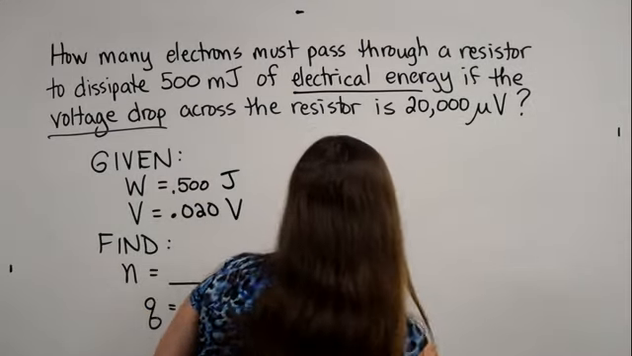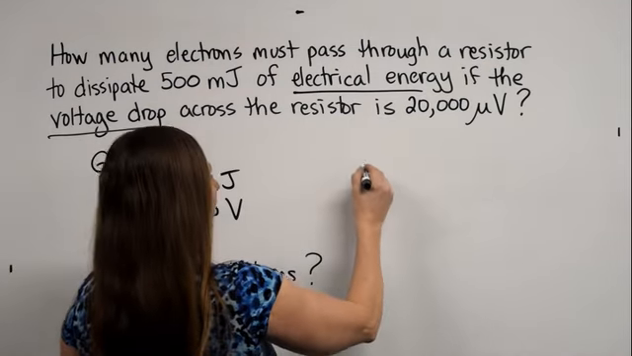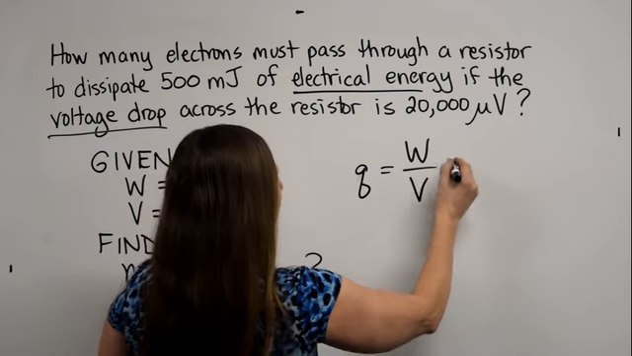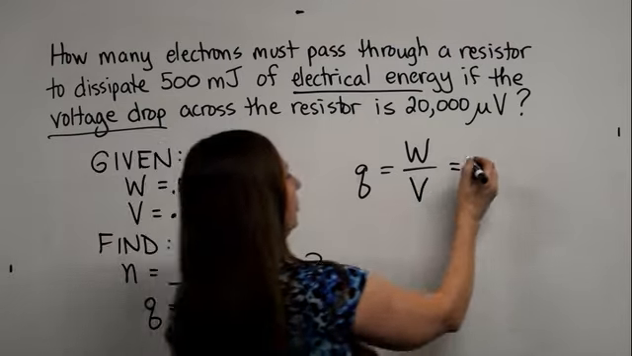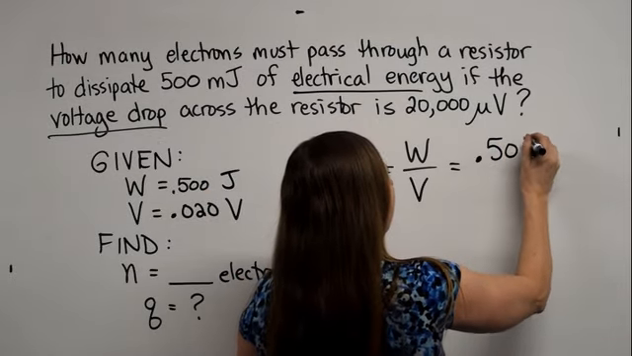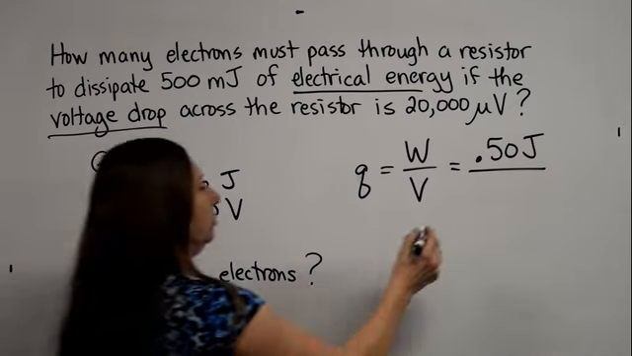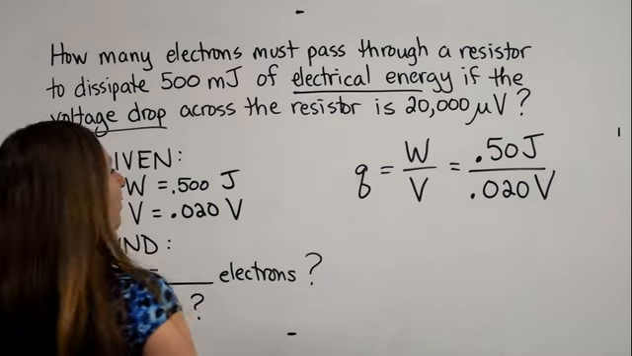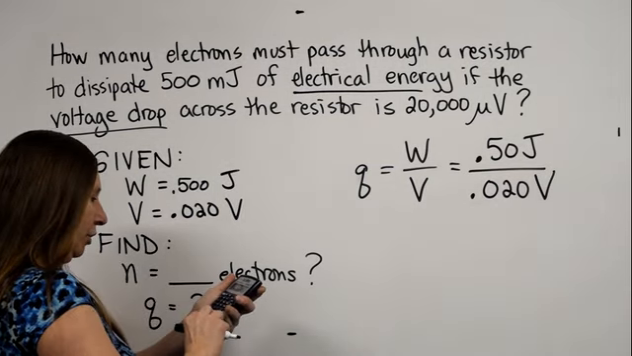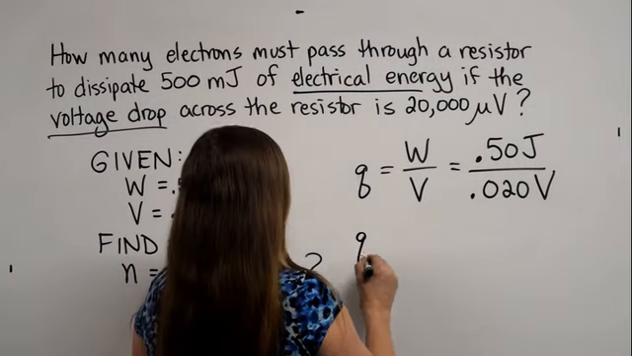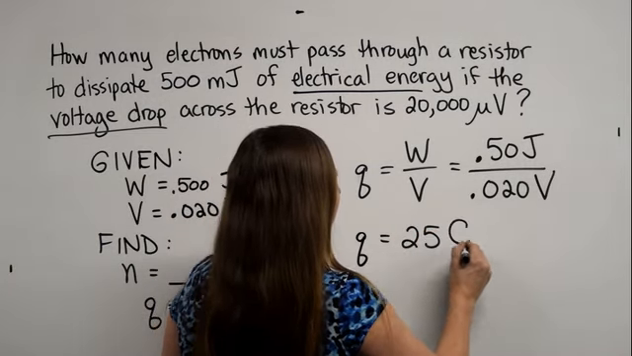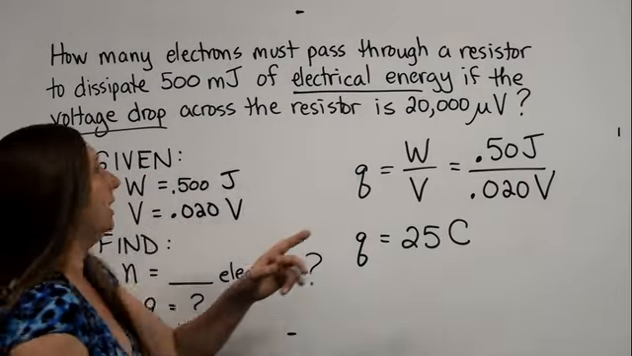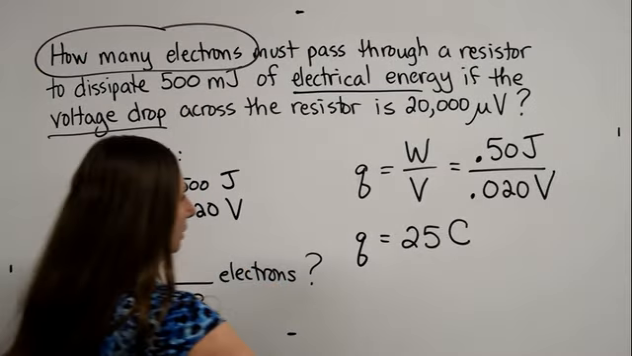So here we go. Let's put the equation back that we figured out before. Q is equal to W over V. Now, W is 0.5 joules. V is 0.02 volts. 0.5 divided by 0.02 is 25. So the charge is 25 coulombs. Now, I want to know how many electrons that is.